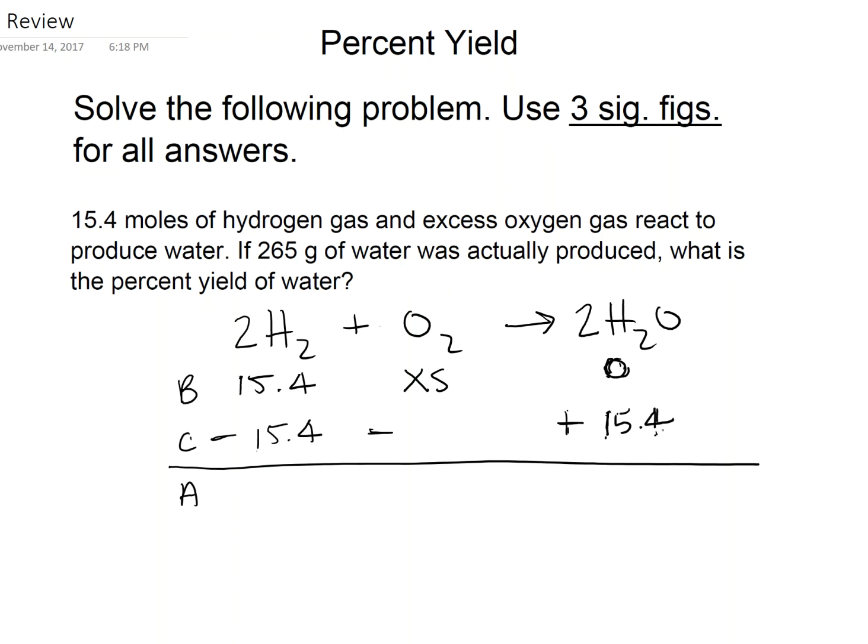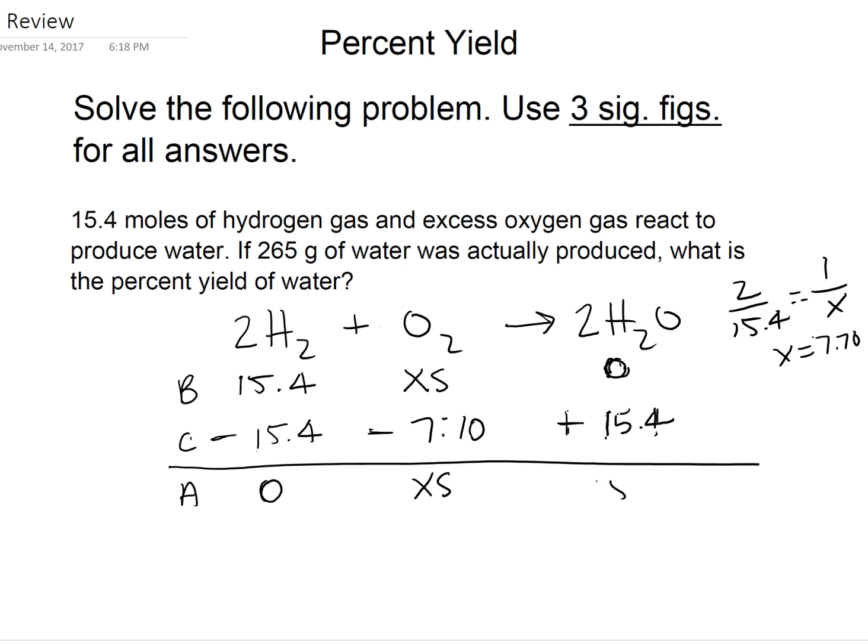To figure out the number that goes in the change row under oxygen, we are going to cross multiply by putting the coefficient of 2 over 15.4 and setting that equal to the coefficient 1 over x. When we do that, x is equal to 7.70, which is what we'll fill in for oxygen. Then we can just complete the table by doing the math in our after row. So 15.4 minus 15.4 is 0, excess minus anything is excess, and 0 plus 15.4 is 15.4.